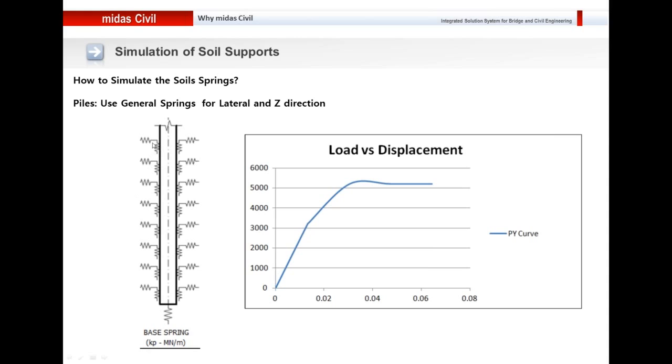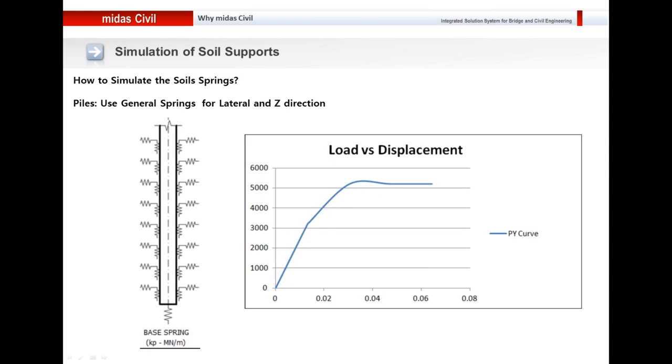The third type of springs are the springs which cater to the skin friction, and as you can see here, these springs are in the gravity direction and they resist any vertical deflection of the pile. So this way the pile springs are modeled, and if you study the PY curve of soil, you would realize that it is linear up to a certain extent and then it becomes non-linear. So when we define these lateral springs, we create this behavior and we apply springs that have these nonlinear characteristics.